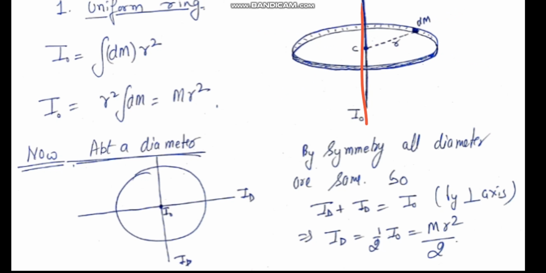Now by the perpendicular axis theorem, Ix plus Iy is equal to Iz. So Ix is Id, Iy is also Id, and Iz is I naught, which is MR square. So by the perpendicular axis theorem, Id plus Id is I naught. By symmetry, all diameters are the same, therefore the moment of inertia about this or this will be the same, Id. So we get 2 Id is equal to I naught, or Id as half of I naught. Therefore Id must be MR square by 2. So the moment of inertia of the ring about a diameter is MR square by 2.